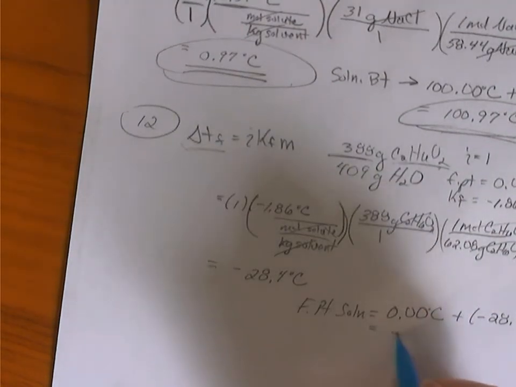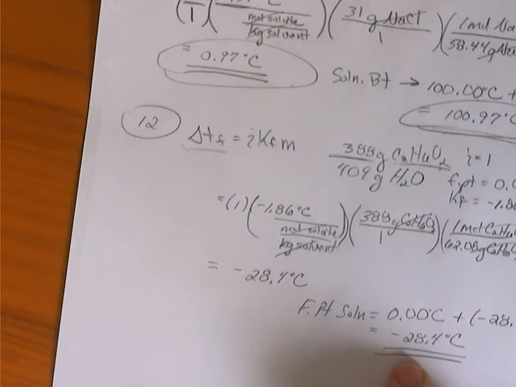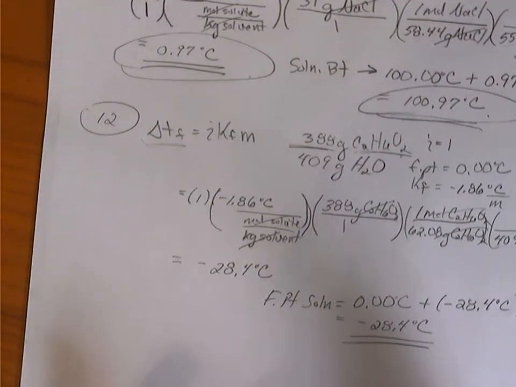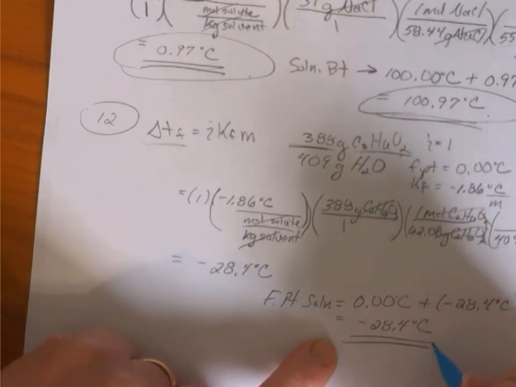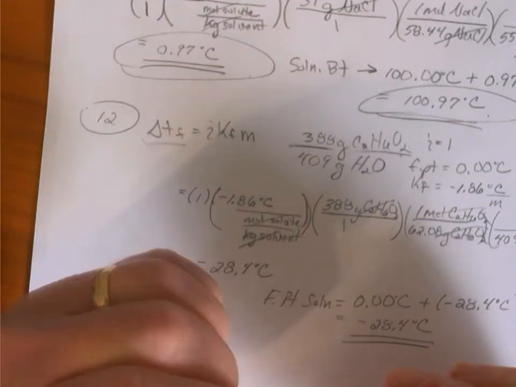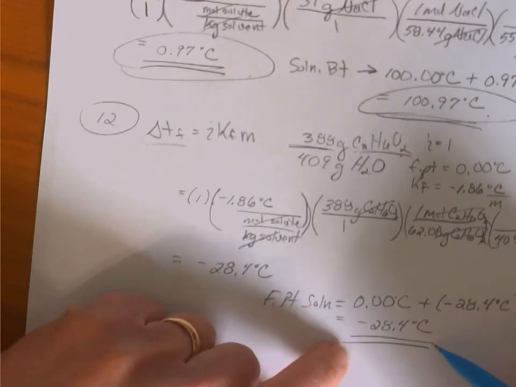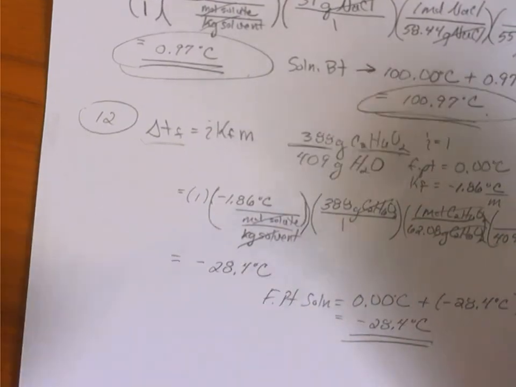So this solution will freeze much below the pure solvent, which of course we use antifreeze in many mechanical systems to prevent the freezing and then expansion of water, which could cause not only breakage of tubing and pipes, but also stop the liquid from flowing because it would be in the solid state.